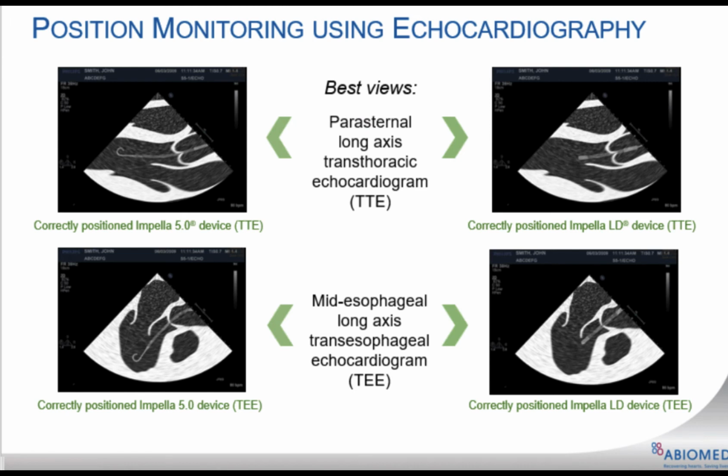Echocardiography is one of the best tools for evaluating Impella position outside the cath lab. Long-axis transesophageal echocardiography, TEE, and parasternal long-axis transthoracic echocardiography, TTE, provide the best views of the Impella catheter in the left ventricle. The images shown here depict correct Impella 5.0 and LD device placement. Refer to the instructions for use manuals for images of incorrect catheter placement.